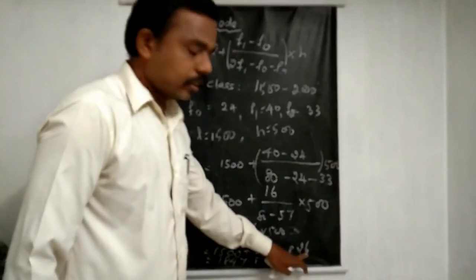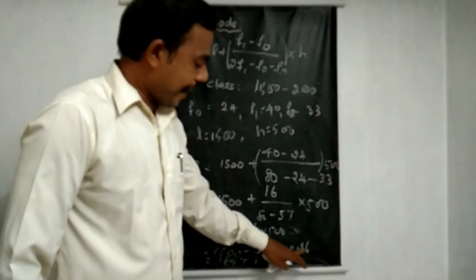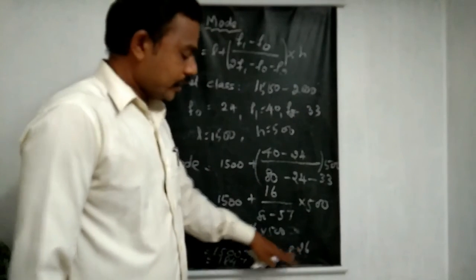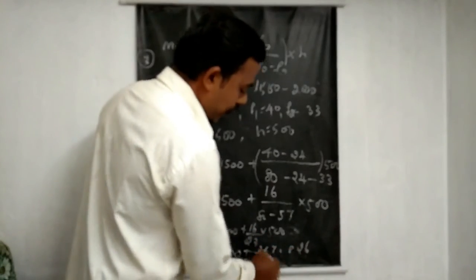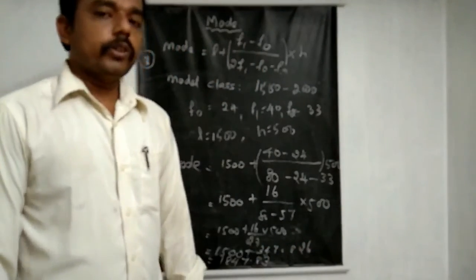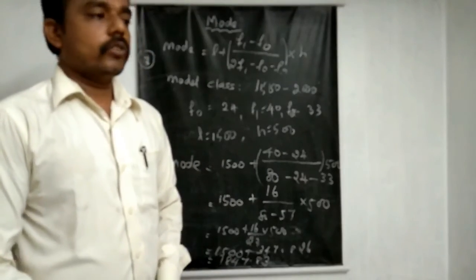1847.826. The third decimal digit is greater than 5, so I can add 1 to the 2. That is 1847.83. So this is your book answer. A 2-decimal answer we may give, or a 3-decimal answer, this one also you can give. This is your final answer for this question.